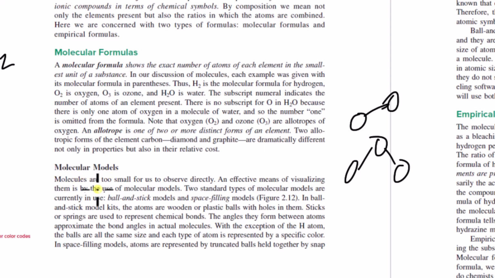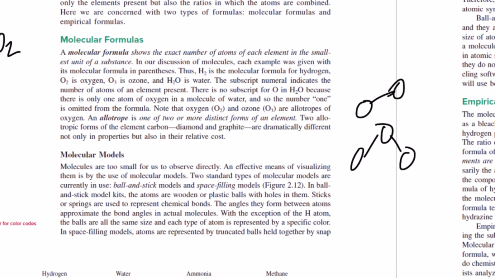Okay, molecular models. Molecules are too small for us to observe directly. An effective means of visualizing them is by the use of molecular models. So in addition to the molecular formula, how else can we provide descriptions of molecules? Two standard types of molecular models are currently in use: the ball and stick models and space-filling models.